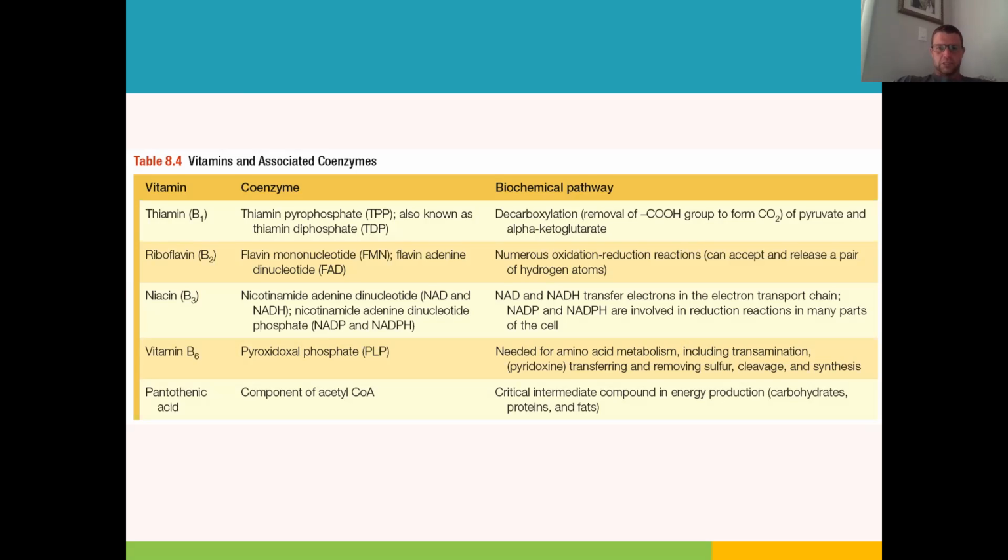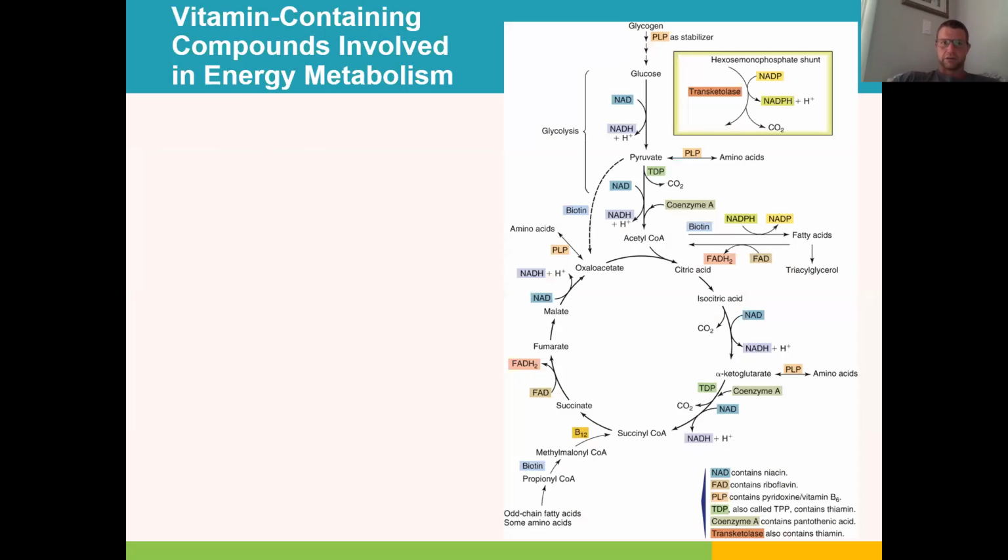B6, you'll see, is pyridoxal phosphate, PLP, needed for amino acid metabolism, including transamination, the transferring and removal of amino groups, sulfur cleavage, and synthesis. And pantothenic acid is a component of acetyl coenzyme A, a critical intermediate compound in energy production from carbs, proteins, and fats. All right. So here's the chart that we're talking about.